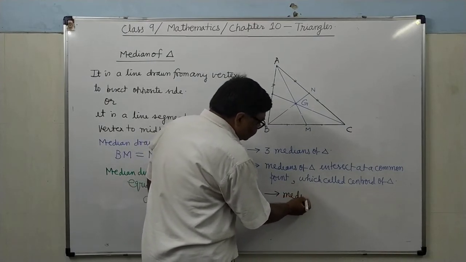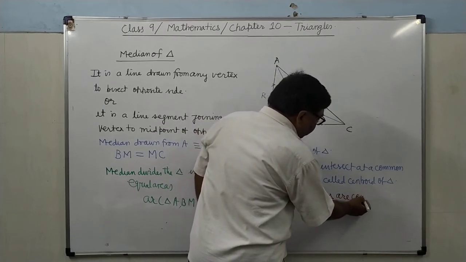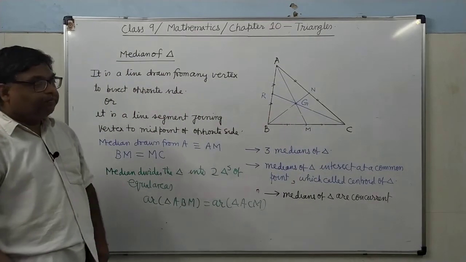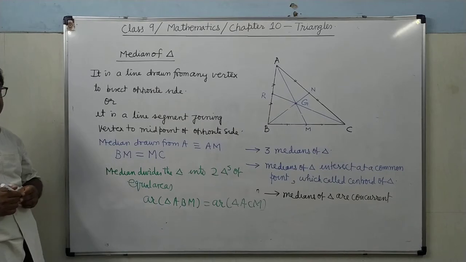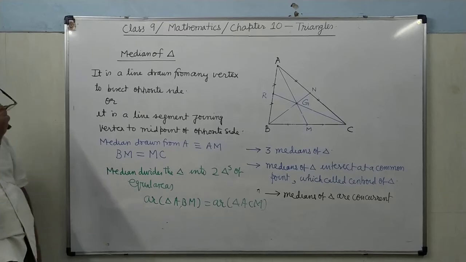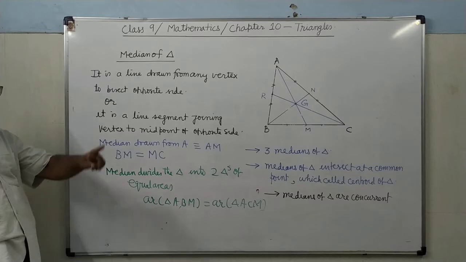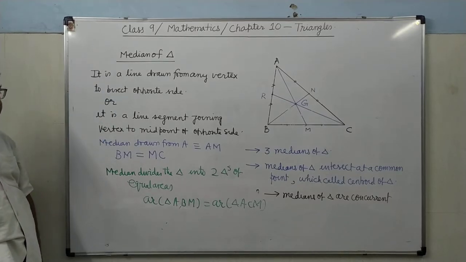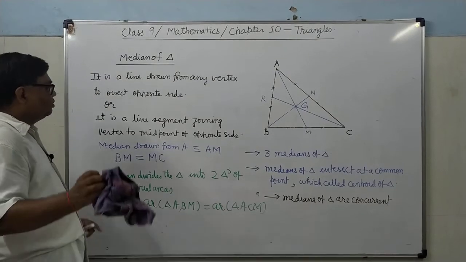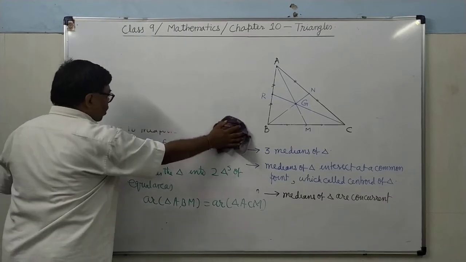Medians of a triangle are concurrent. What is the meaning of concurrent? Already told: three or more lines which pass through a common point are known as concurrent lines. So here all three medians are passing through point G. Therefore these medians are concurrent. Now there is one important property of the centroid.